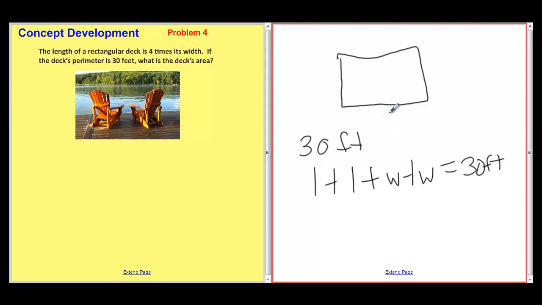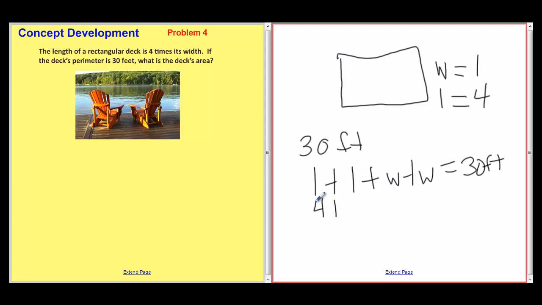So you sometimes just have to make a prediction. I know that the length is much greater than the width. So let's just say that the width was 1. If the width was 1, and the length is 4 times as great, that means that the length would have to be 4. So I just guessed. I just made a prediction. Now I'm going to come over here and test to see if that would make sense.